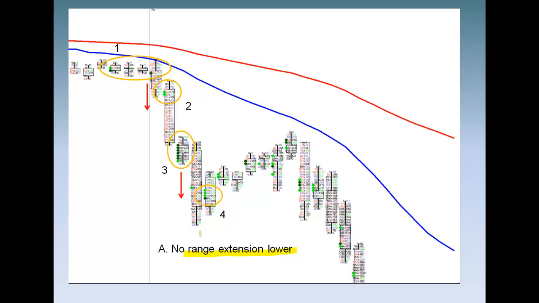I'm not getting a range extension lower. Now, I didn't get one higher, but nevertheless, I see heavy KVT. So in other words, these guys came in and they're buying. Not only that, did I not get an extension to the range lower, but I also end up with a green bar. I have a higher close than my open.